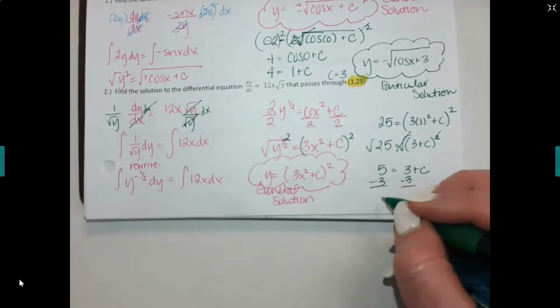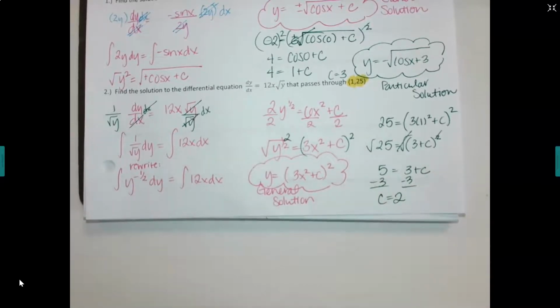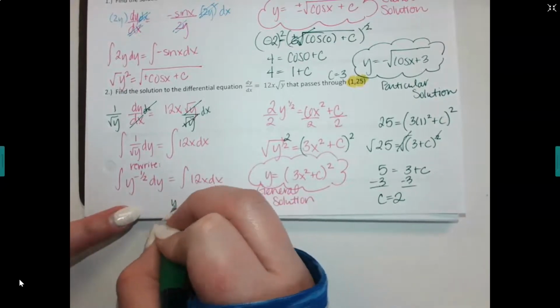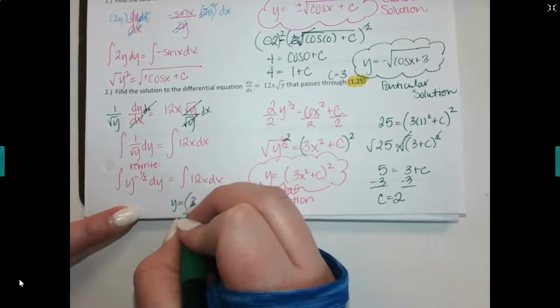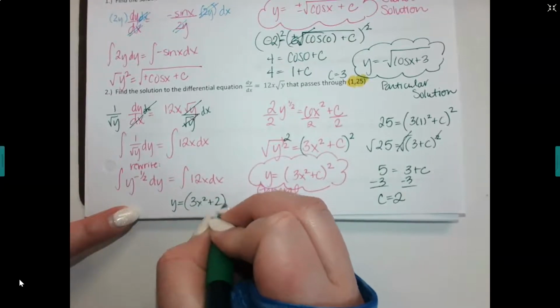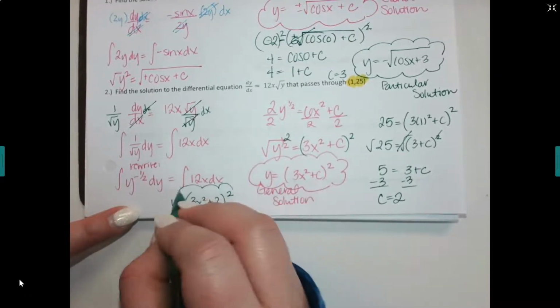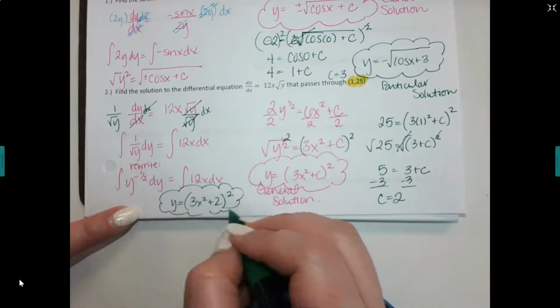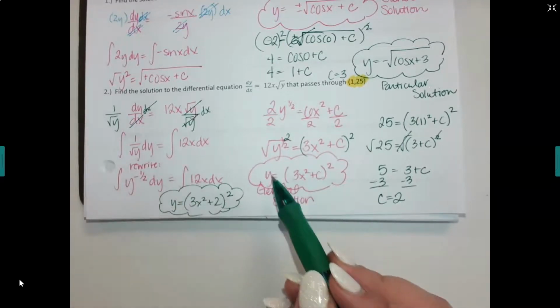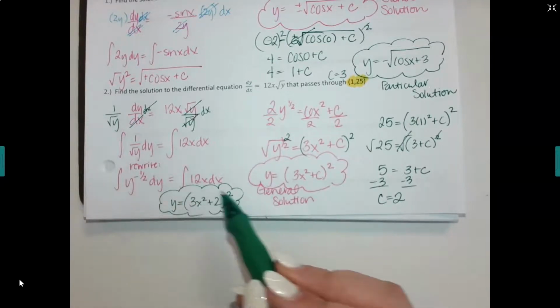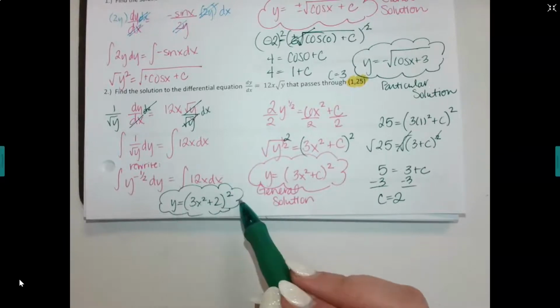And then from there, if c is 2, I need to rewrite my particular solution with my plus 2 plugged in. So it would be y equals 3x squared plus 2 quantity squared. Okay, this is your general solution. This is your particular solution.